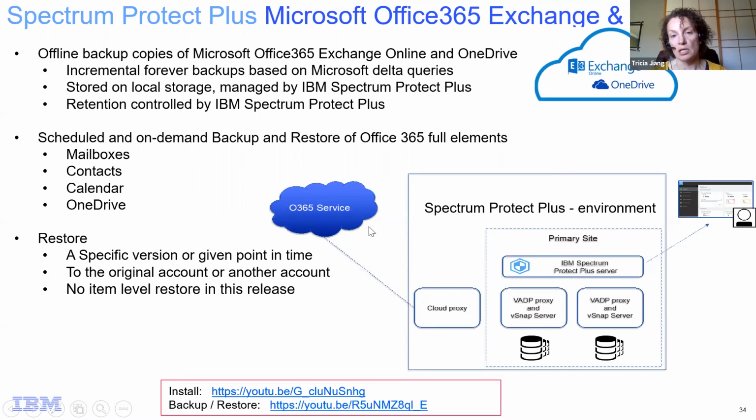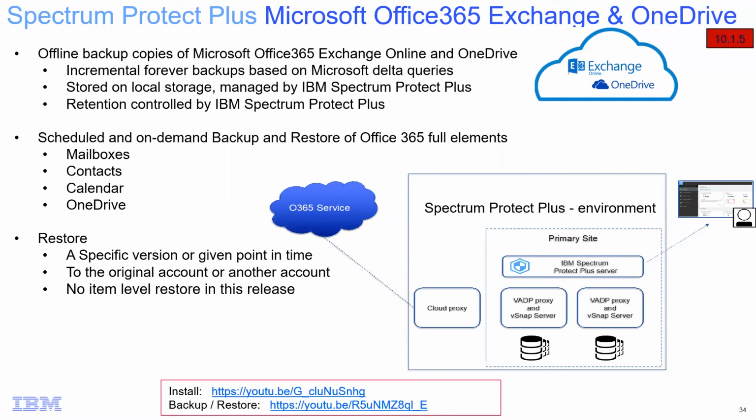We do this via a cloud proxy that gets installed that will communicate with the Office 365 and then send the information to our VADP. When it comes to restore, we can restore a specific version, we can restore a point in time, we can restore to different accounts. Currently, there's no item level restore, but that's coming in the future for the Office 365. And OneDrive. It's really cool too that you can do this with all the OneDrive information as well.